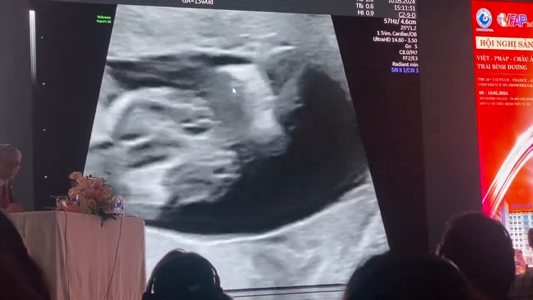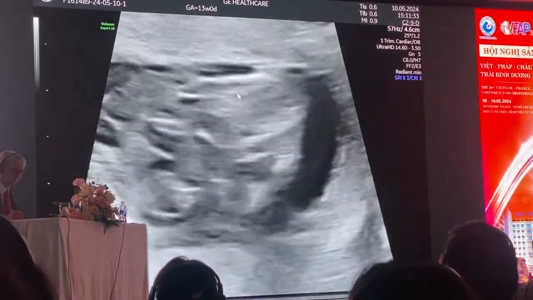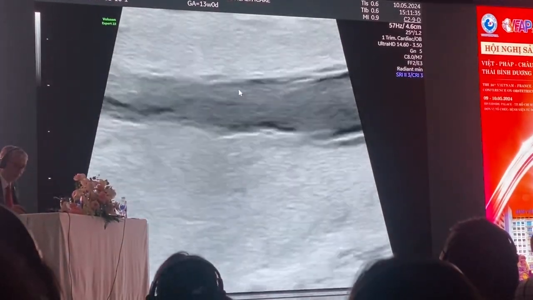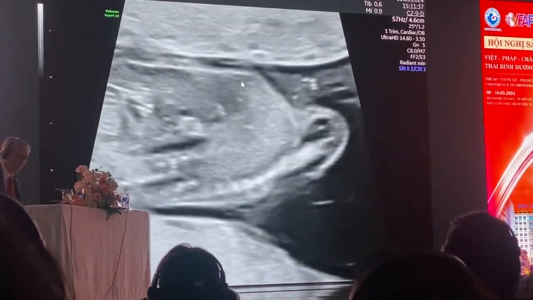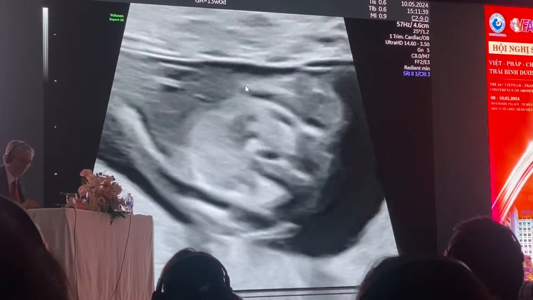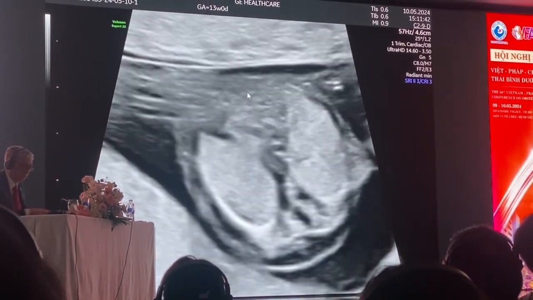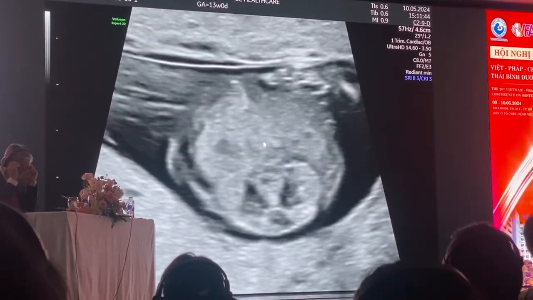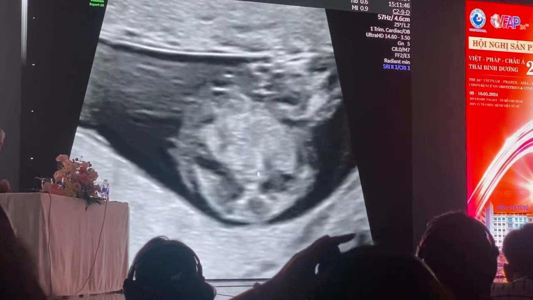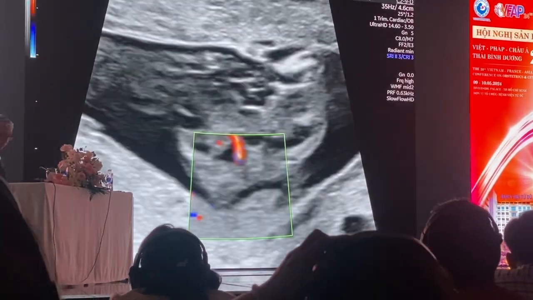And then onto the lips, that looks normal, the jaw looks normal, the head is down, the bottom is up, the stomach is on the left hand side, there's correct situs, axis, rate, rhythm, four-chamber view of the heart, outflow tracts, stomach, there's normal kidneys, normal cord insertion into the abdominal wall.